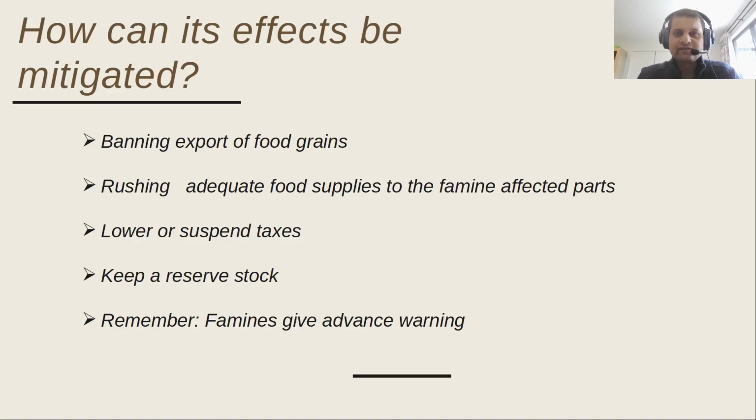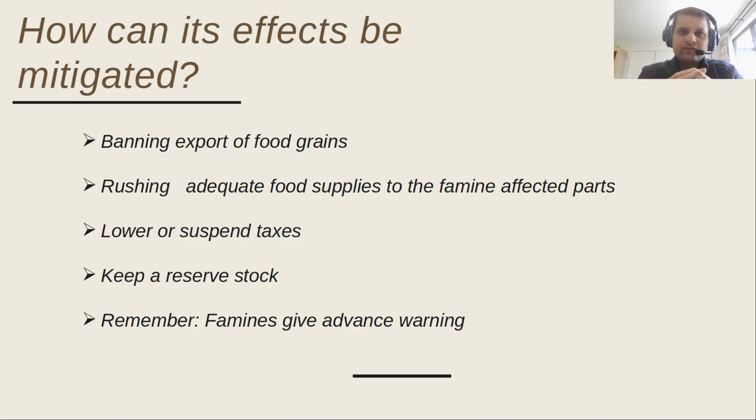Second thing is, you need to use all your transportation, whether it is railways or automobiles or whatever you have got, to get food supplies to the famine affected parts, because famine doesn't affect the entire country in one go. It might affect one state, 2 states, 3 states, or sometimes it's quite localized. It might even affect just a few districts in a state.